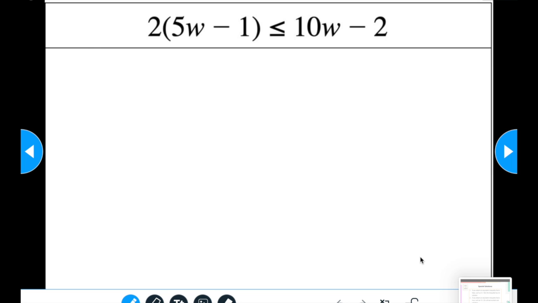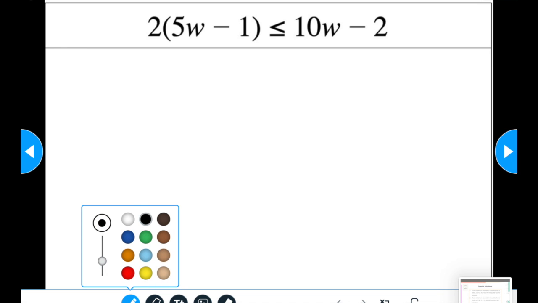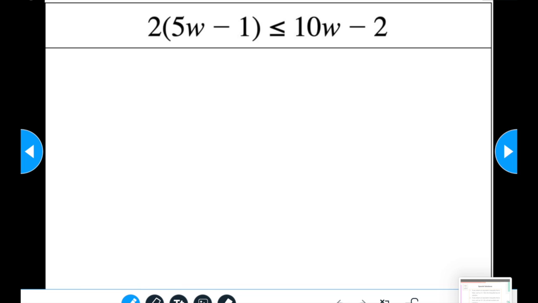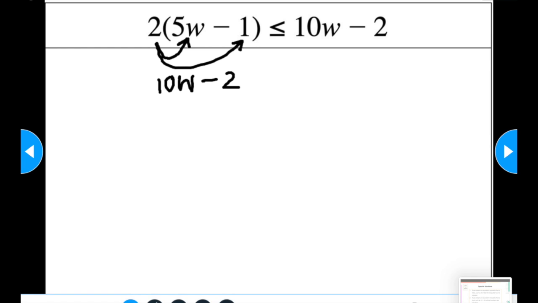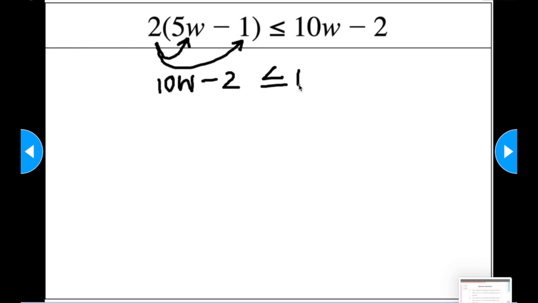So in this case, we do have 2 parentheses 5W minus 1 is less than or equal to 10W minus 2. And then let me make it a little bit thinner. So I see that we do have some parentheses. I'm going to distribute the 2 to the 5W and to the negative 1 first, so that I get 10W minus 2 is less than or equal to 10W minus 2.